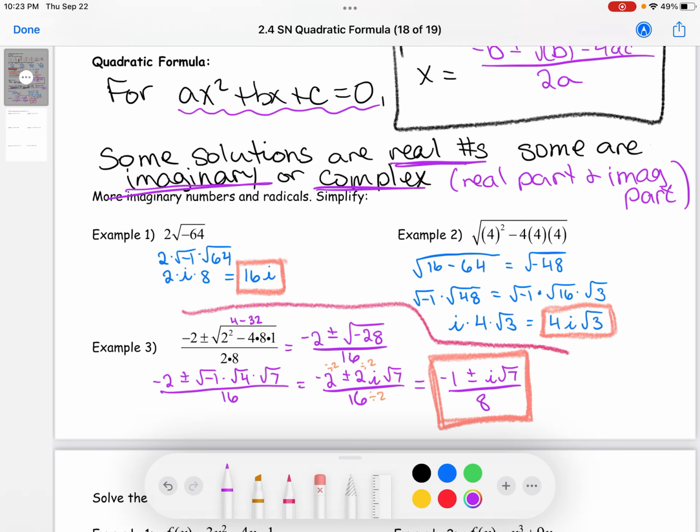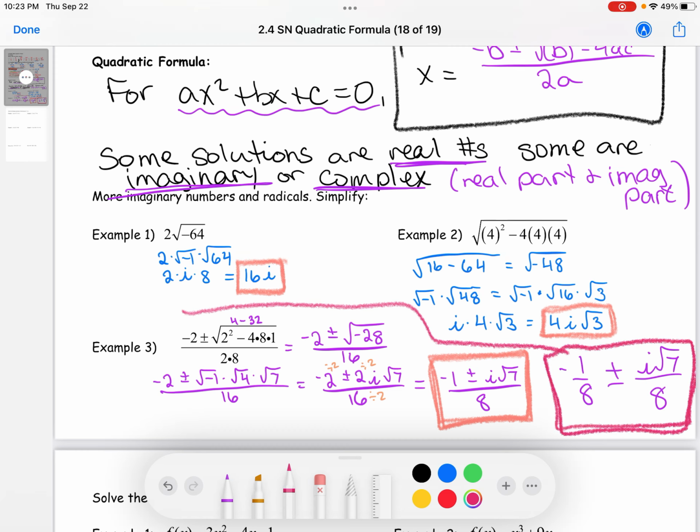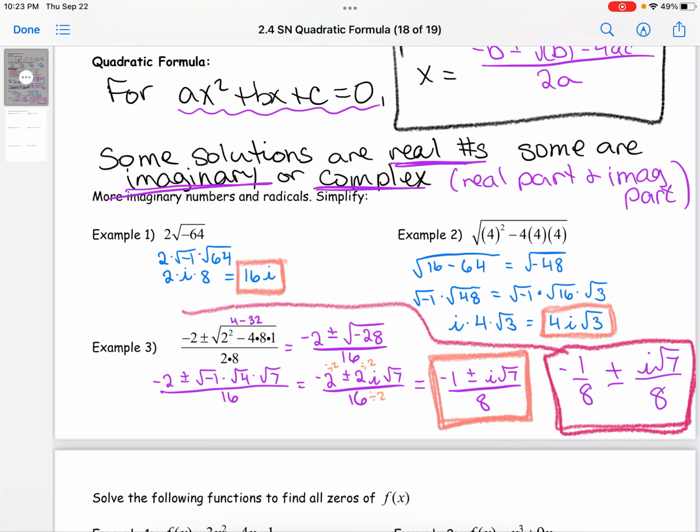Another way you might see the answer for 3 is in 2 separate terms, -1 over 8 plus or minus i square root 7 over 8. That is another way you might see that answer, and that's in what we call complex form. Sometimes referred to as a plus bi. a being a real number plus or minus the imaginary term.